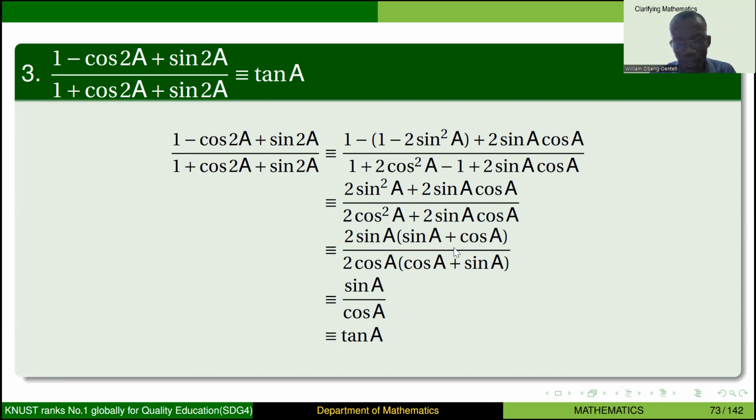Now cos A plus sine A, and sine A plus cos A, addition we know is commutative. So what we do is that we can divide this. Then these 2 divide, so we shall get sine A over cos A, and that gives us tan A. So we've been able to show that this is equivalent to that. Look at the steps and how we did it.